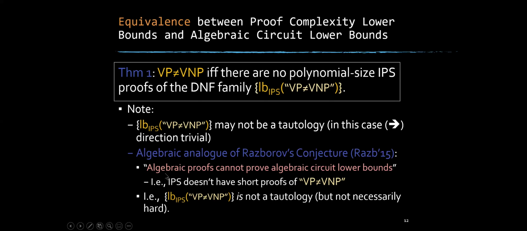So notice the following. If we assume this algebraic analog of Razborov's conjecture, we get that this is a tautology, but as I mentioned before, the fact that this is a tautology doesn't mean that it is hard. And what we show is that under VP unequal to VNP, indeed, this is a tautology based on this conjecture, but it is also hard.